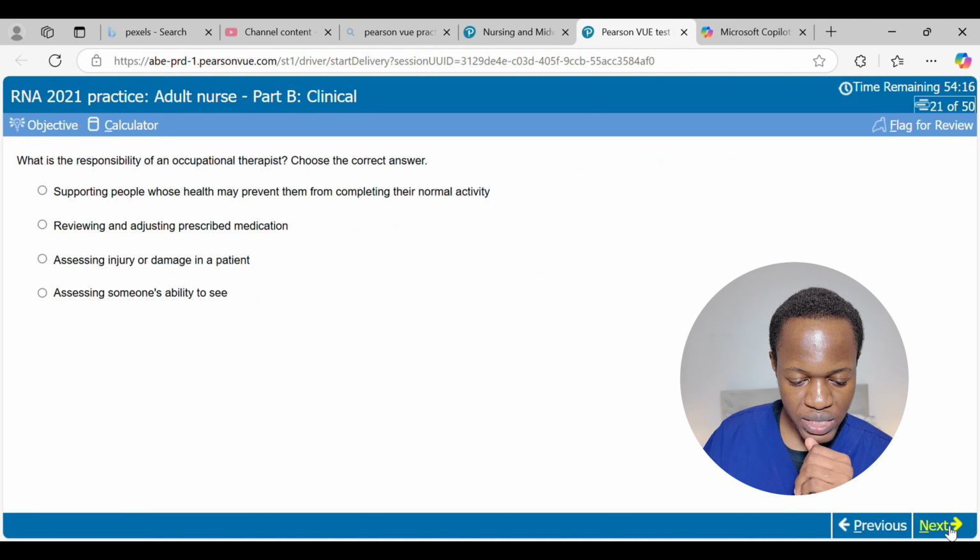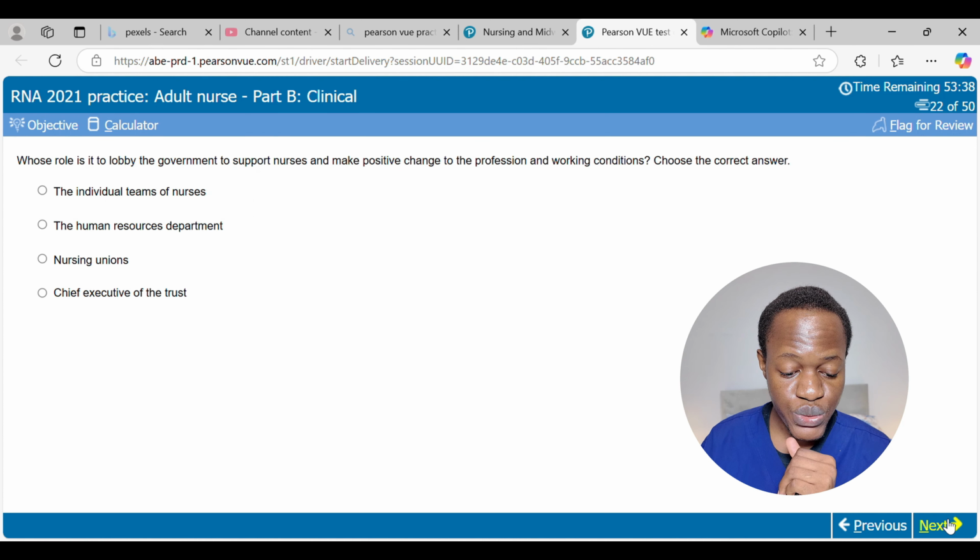What is the responsibility of an occupational therapist? Choose the correct answer. Supporting people whose family may prevent them from completing their normal activity, reviewing and adjusting, assessing injury or damage in a patient. It's supporting people whose health may prevent them from completing their normal activity.